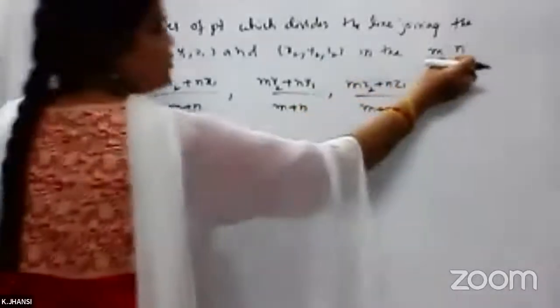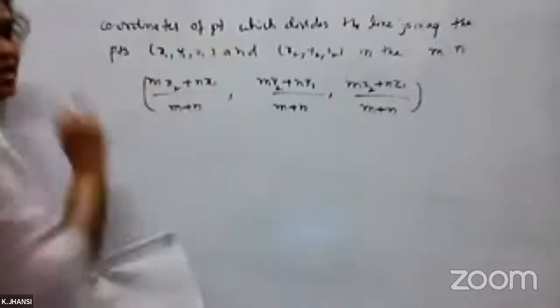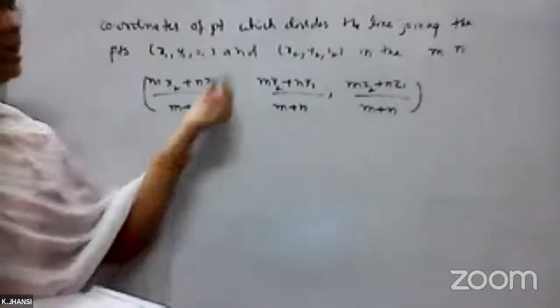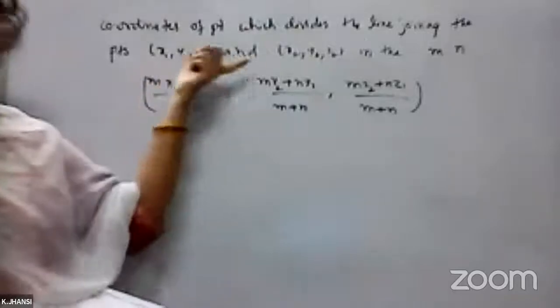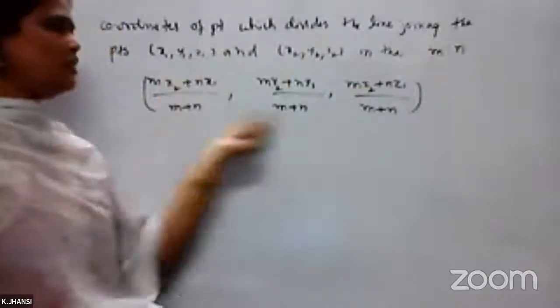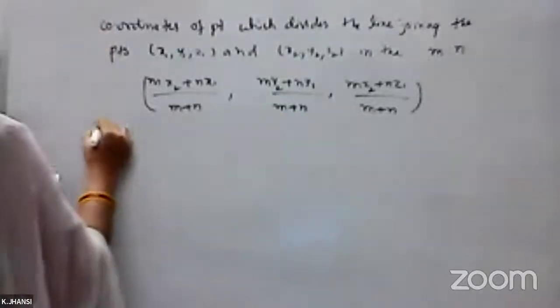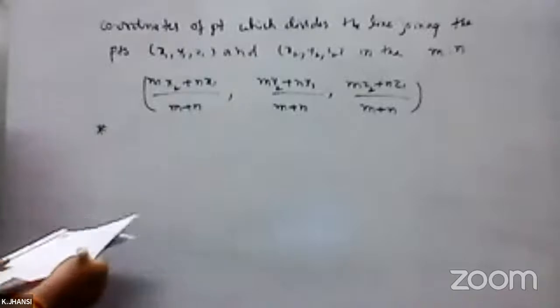So whenever the ratio is given in the question and 2 points are given, and he is asking the coordinates of the point which divides the line joining these 2 points, then if the ratio is given and 2 points are mentioned, you directly substitute in the given formula. So we'll see one example for this.